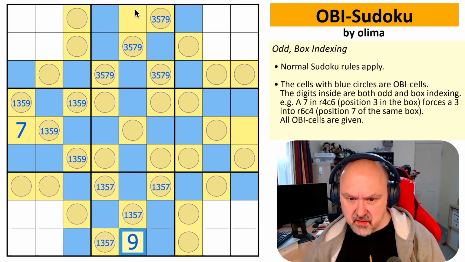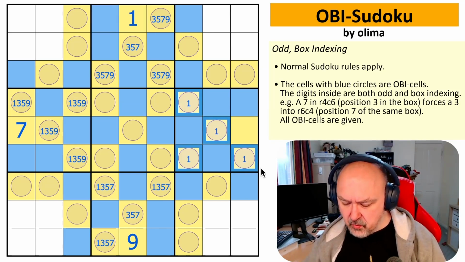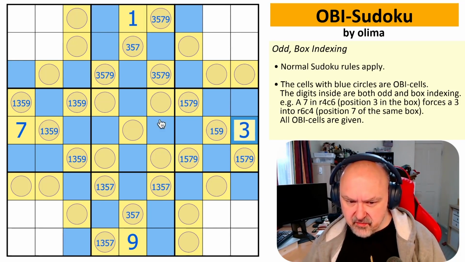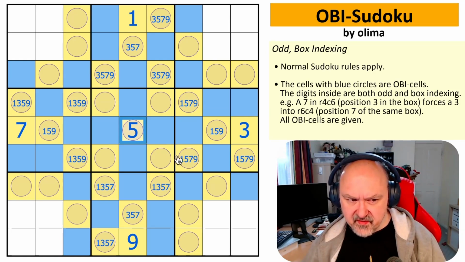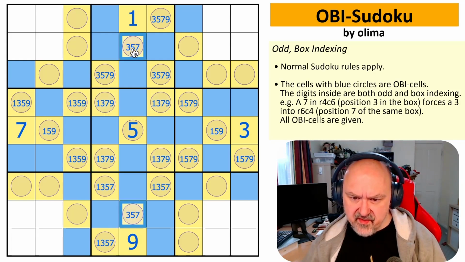So this is a 9, which means this is not a 9. This is a 1, which means this is not a 1. And these don't include 3. 1, 5, 7 and 9. That's not 7. That there is 3. This is not 3. So we've got a 5 in the middle. And these are 1, 3, 7 and 9. Now that takes 5 out of those.